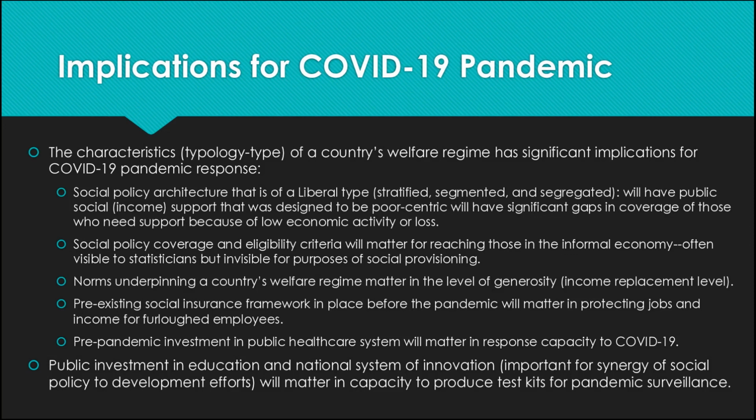A country's ability to produce test kits and reagents, for instance, is a function of pre-pandemic investment in the education system and its national system of innovation. The development component of the synergy with social policy also matters in terms of the manufacturing capacity of a country. The capacity has direct relevance to whether a country has sufficient productive capacity to produce what is needed to respond to the pandemic, or it will remain dependent on importing materials it needs, especially the ones requiring high-tech production capacity.